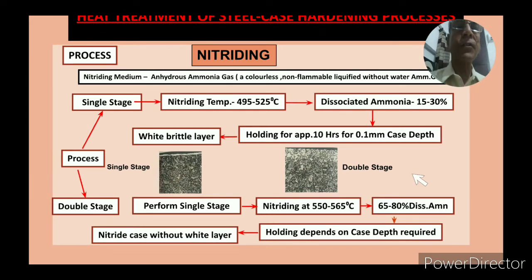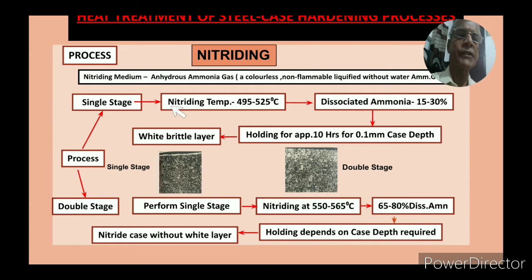In the process, the first thing is the nitriding medium. The nitriding medium is anhydrous ammonia gas, which is being used here. What is this gas? It's a colorless, non-flammable, liquefied, water-free ammonia gas. And now the process is of two types, single stage process and double stage process.